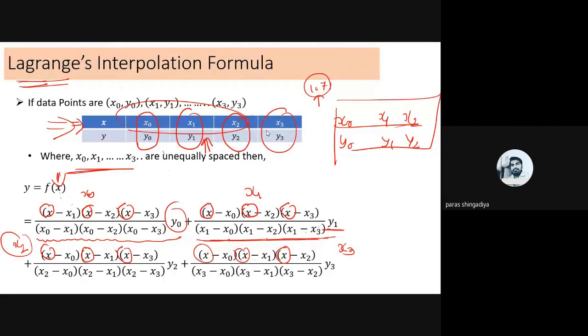Drumil, Dev, Pranav, Prince, Priyans, Tulsi, is it clear? Okay, good.